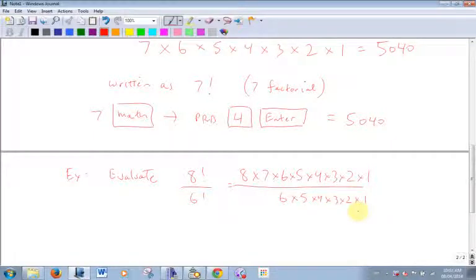Can I cancel some stuff here? Everything on the top is multiplied, everything on the bottom is multiplied. What's 6 divided by 6? Get rid of it. What's 5 divided by 5? 4s, 3s, 2s, 1s. All that is 56. Because you could also think of that as 8 times 7 times 6 factorial over 6 factorial. And that's the same number. So you can just cancel that out.